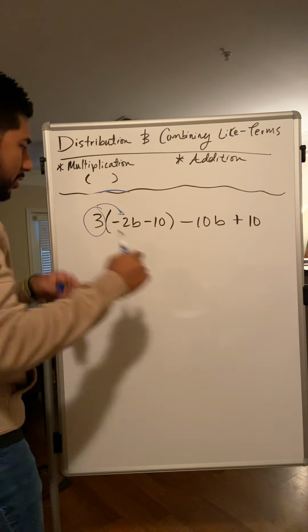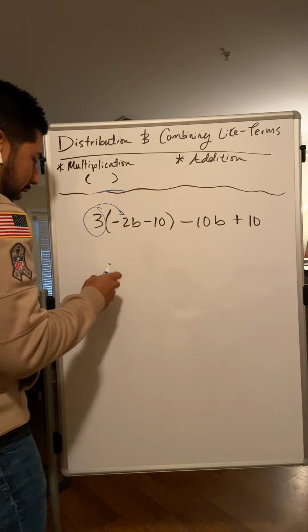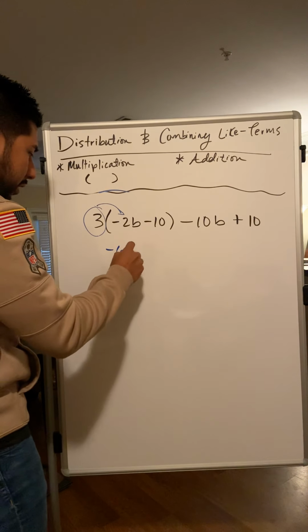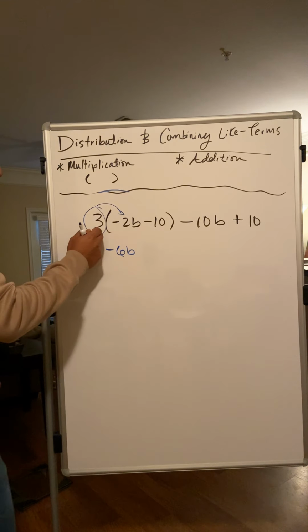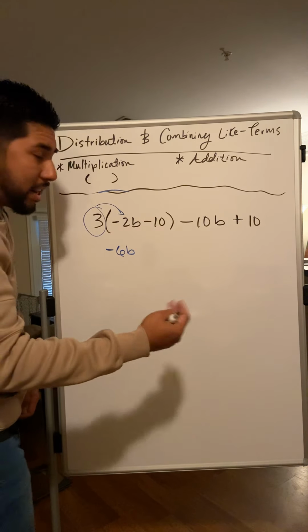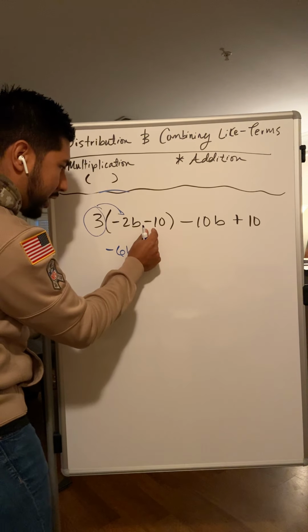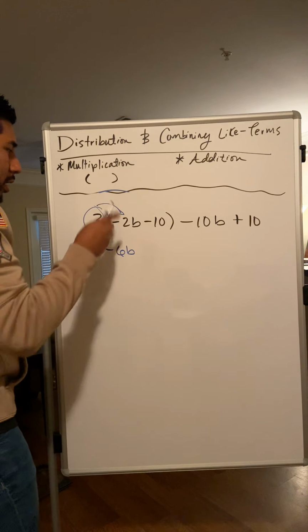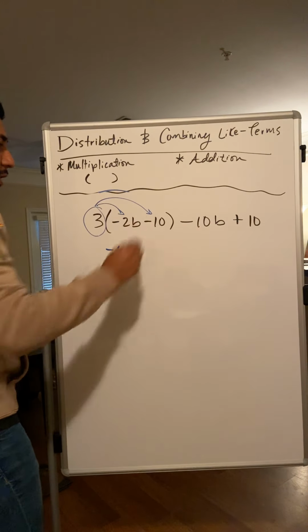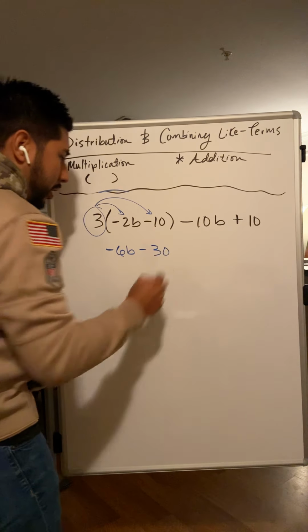Use your calculator, do some Google research, whatever you got to do. 3 times negative 2 does give me negative 6b. After that, I got 3 times a negative 10. Why is it negative 10? Sir, that's a minus sign. Don't forget, whatever the sign's in front of the number, that's what gives it the positive or the negative. So I got 3 times a negative 10 gives me negative 30.